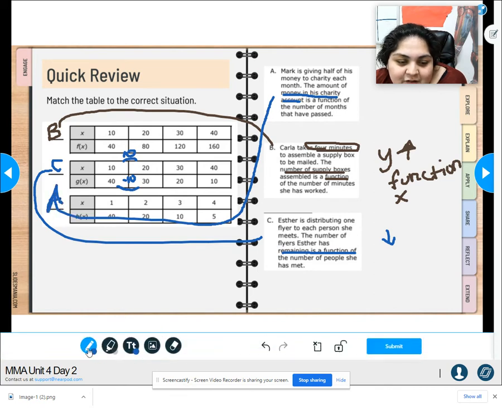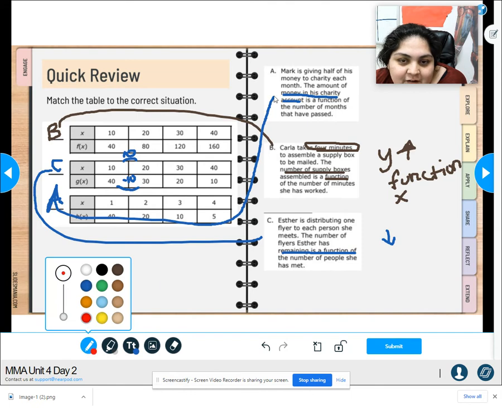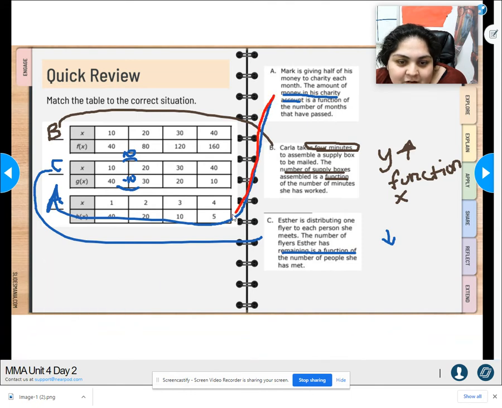I should have used a different color. Let's see if I can change it real quick. This one to this box and draw an A.